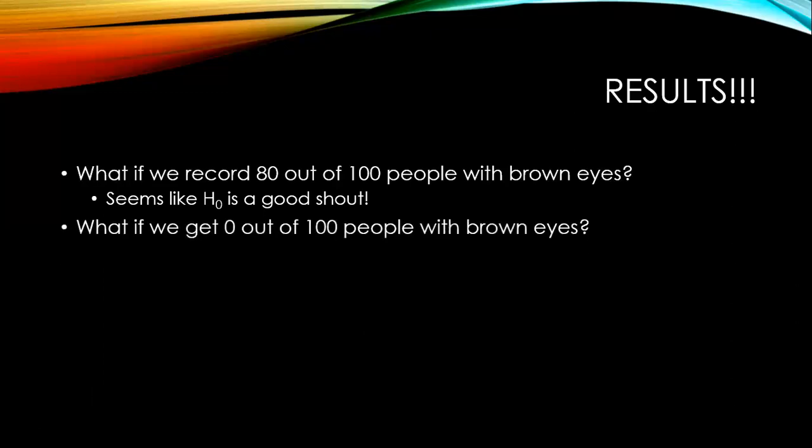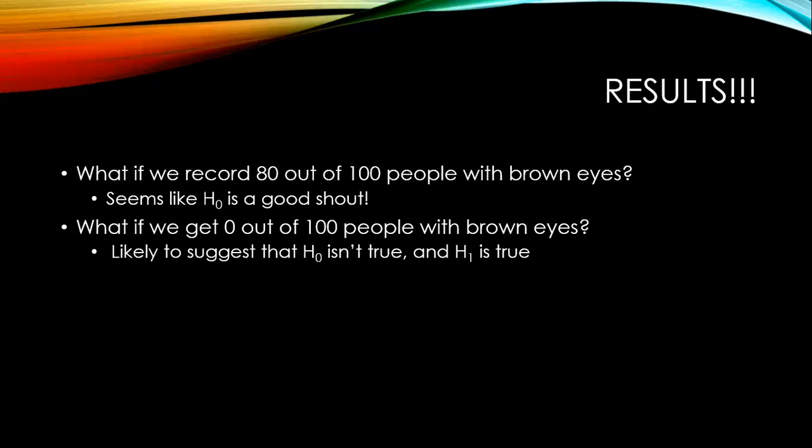Now, what if we get 0 people in the town having brown eyes? So again, we're going to get our random sample of 100 people, and we find out that none of those people have brown eyes. We thought it was 80%, but actually our data, out of those 100 people, none have brown eyes. So is this null hypothesis of 80% good? Or actually, should we go with the alternative hypothesis, this H1?